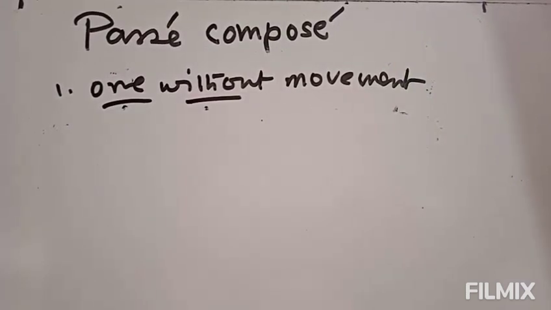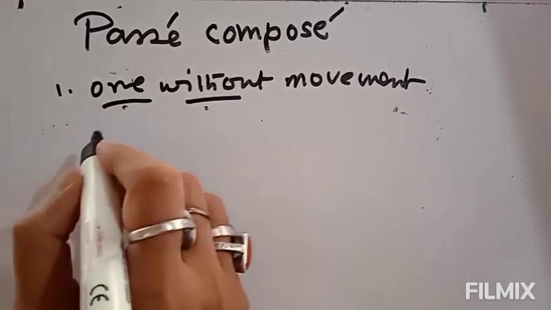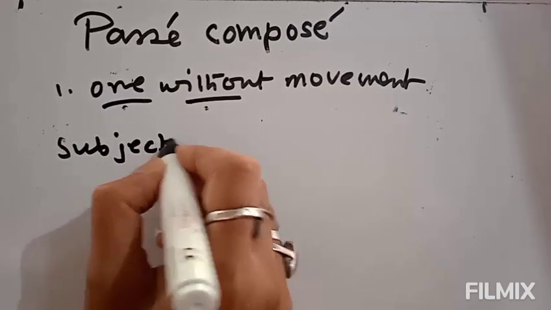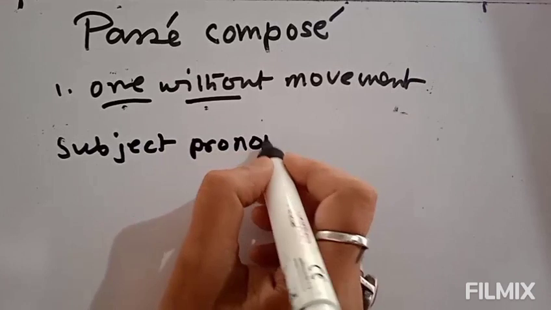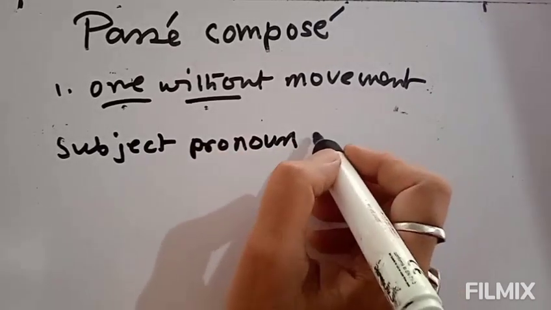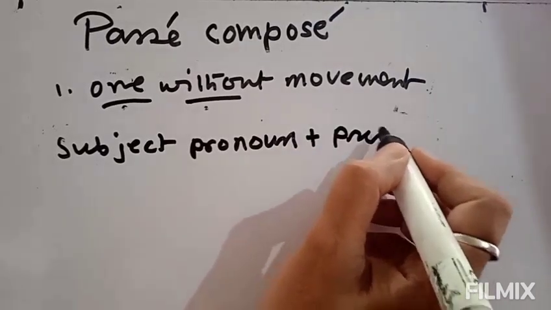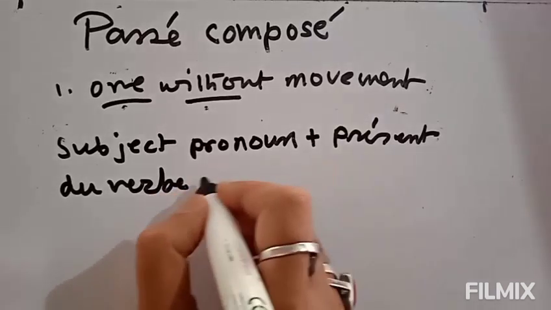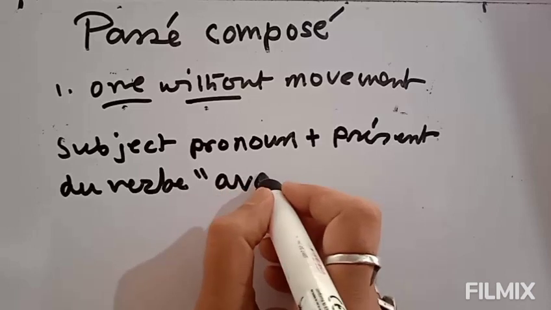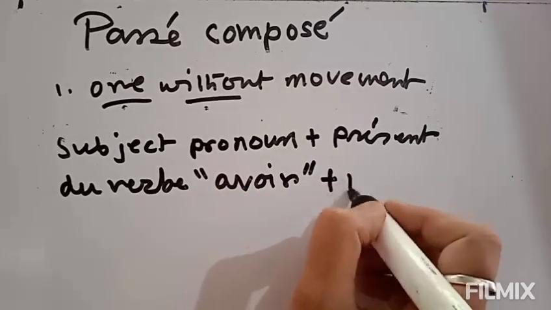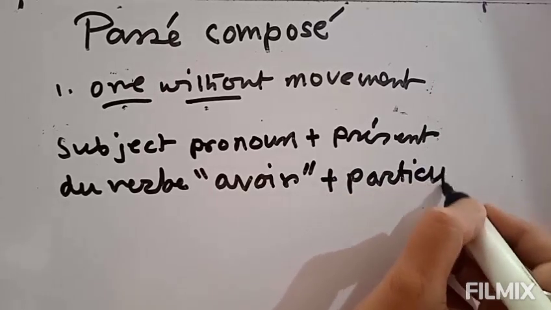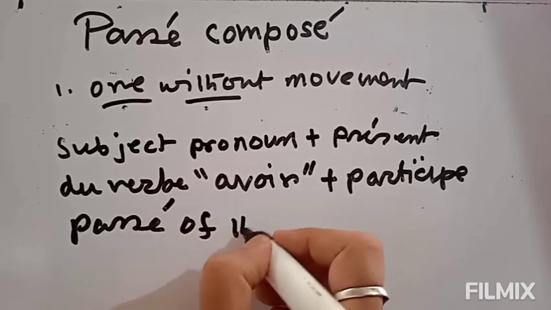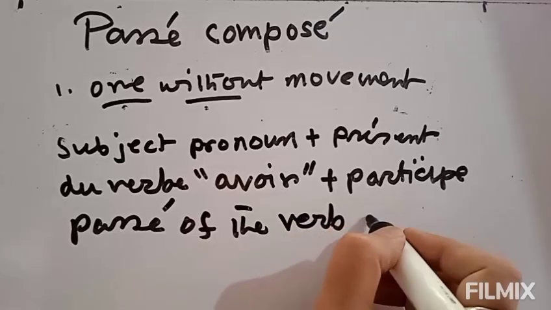So first, I'm giving you the rule. First rule, without movement, how to conjugate: subject pronoun plus présent du verbe avoir plus participe passé of the verb concerned.